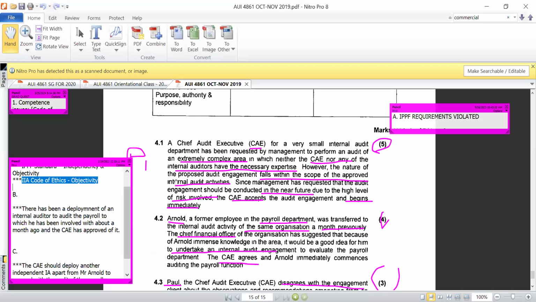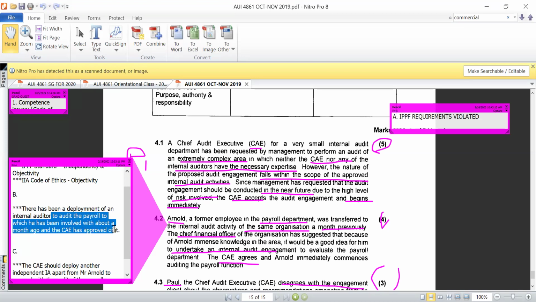Now, why are we saying these are violations? Because there has been a deployment of an internal auditor to the payroll function, with which he had been involved about a month ago, and the chief audit executive approved it. That's why there's a violation.